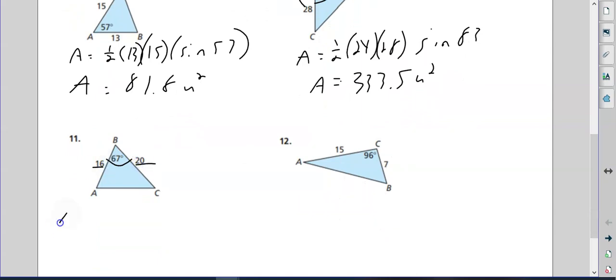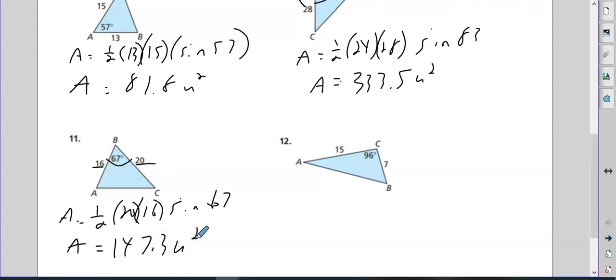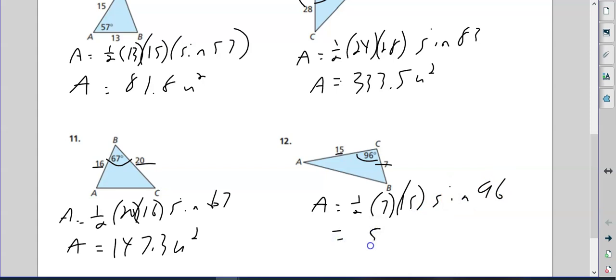Angle, two sides, 1/2, 20, 16, sine of 67. Now, when you type this in the calculator, if you know half of 20 is 10, just type in 10 times 16 times, there are some shortcuts you can take to save some time, but that ends up being 147.3 units squared. Angle, sides that make the angle, 1/2, 7, 15, sine of 96. And that equals 52.2 units squared.